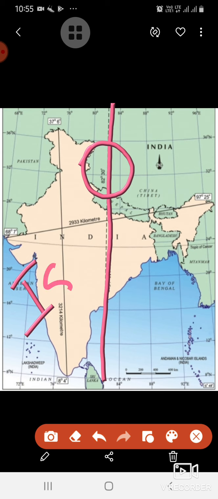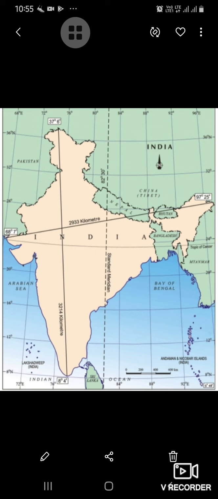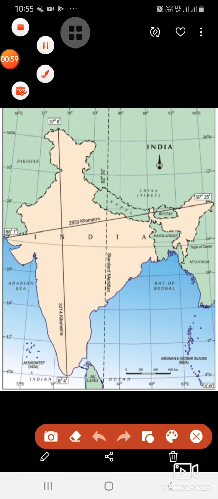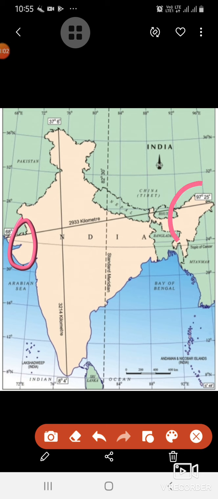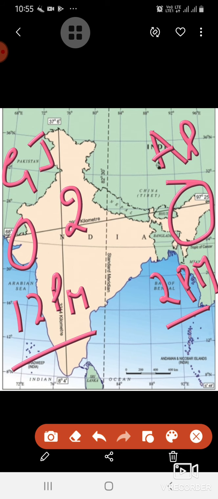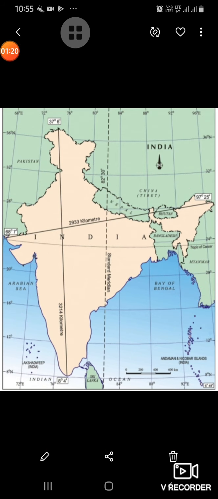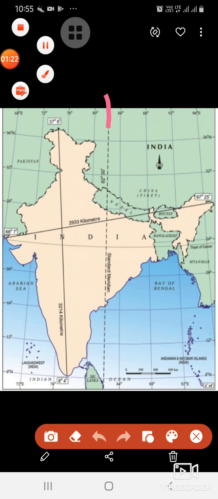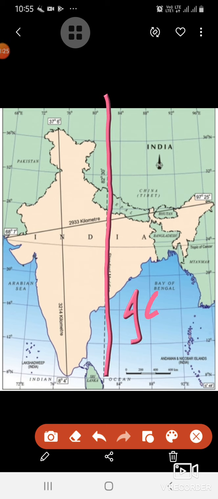We had discussed that if this was not there, then we would have been facing a 2 hour lag in time in Gujarat. Okay, suppose it was 2 p.m. in Arunachal Pradesh, then we would have seen just 12 o'clock in Gujarat. So why are we not facing this time lag? Because we are following this standard meridian, that is IST, which is passing at 82 degree 30 minutes.